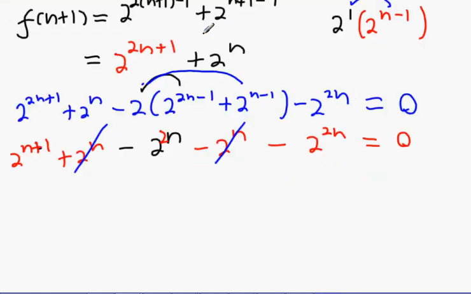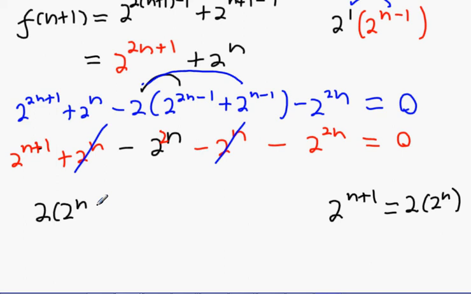Now, what we're left with is this. Can anybody tell me what is 2 to the n plus 1? What does it mean if we expand it? 2 times 2 to the n. Sorry, once again, forgetting my 2. Sorry guys, this is what I'm looking to figure out. What is that?